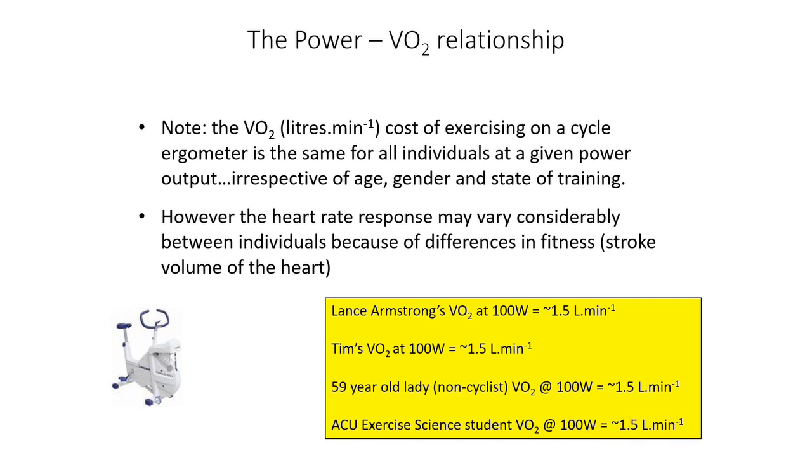So what that says is that VO2 in cycling at least is the same for all power outputs for most people. And so, in other words, their efficiency at pedaling at 100 watts is the same. They're using the same amount of oxygen. Same with if they're pedaling at 200 or 300 watts, it's going to be the same.